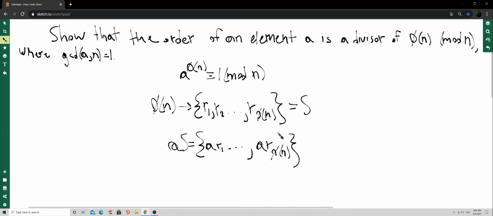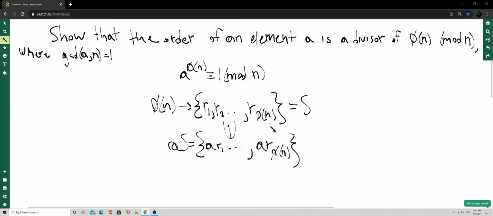Now I want you to notice that if we reduce this mod n, this will account for all possible residues mod n of values that are coprime to n. And since the GCD of a and n is 1, these values are all also coprime to n. So as a result, this set must lie inside of this set here.